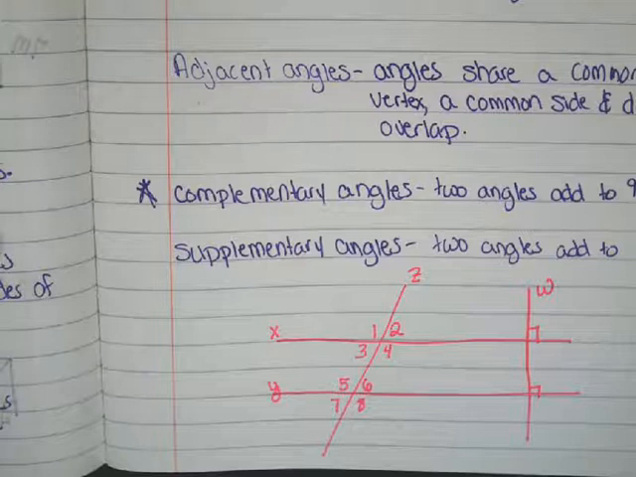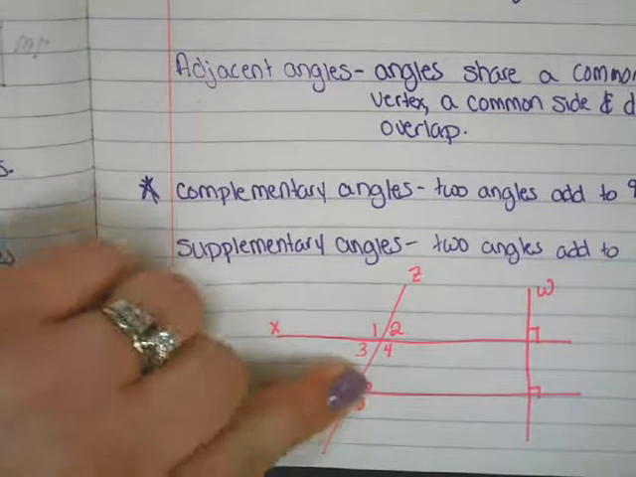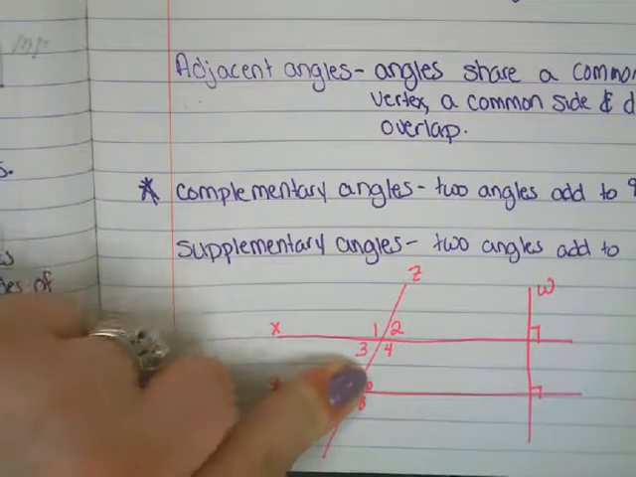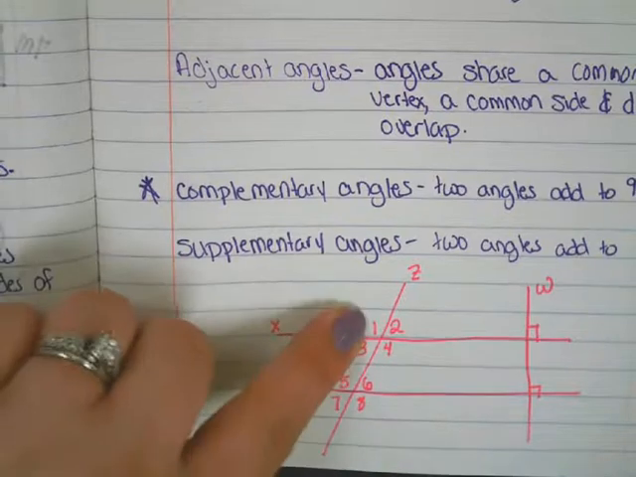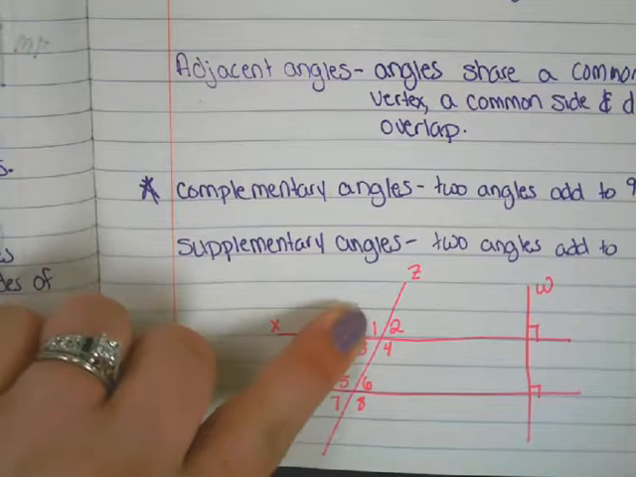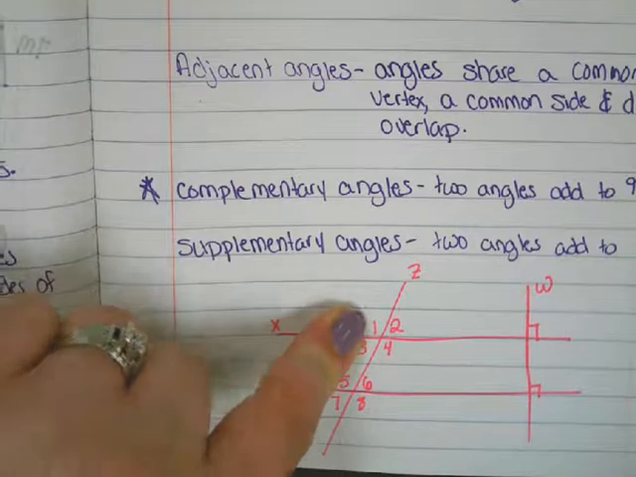Okay, now I'm looking at the opposite side of the transversal. So it's actually the diagonal of it. So 1 and 8 would go together. Opposite sides of the transversal, and they've got to be exterior. Okay, so 1 and 8, what would be another one? 2 and 7. 2 and 7.